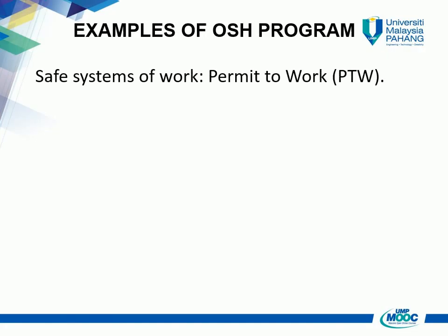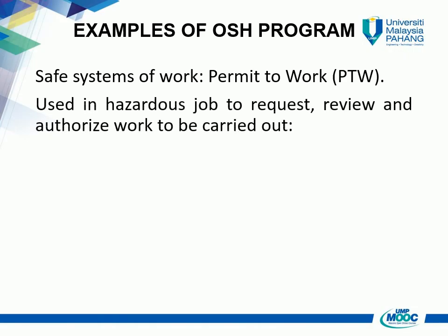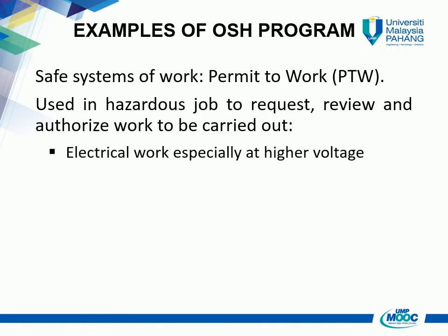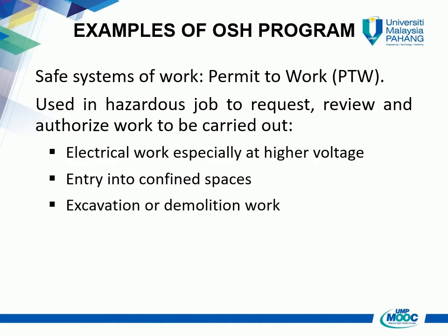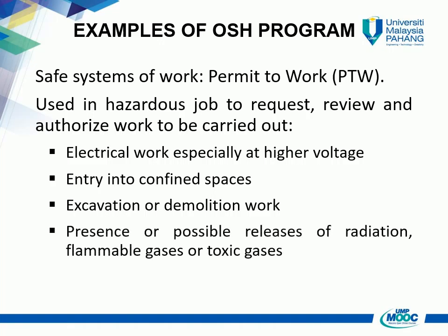Example of safe system of work is permit to work. This permit is used in hazardous job to request, review, and authorize work to be carried out. Examples of hazardous jobs that require permit to work are electrical work, especially at high voltage, entry into confined space, excavation or demolition work, presence of possible release of radiation, flammable gases, and toxic gases, and working in hazardous environment.